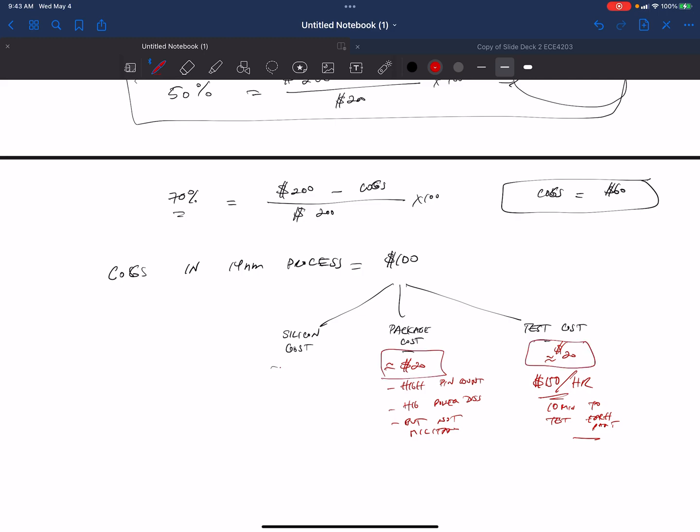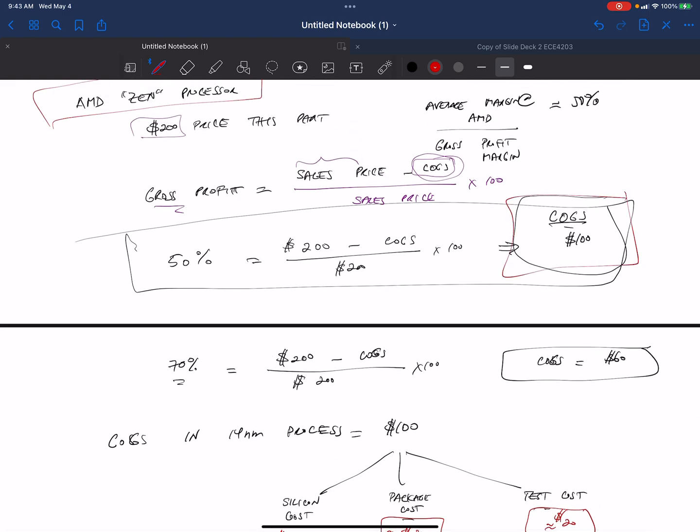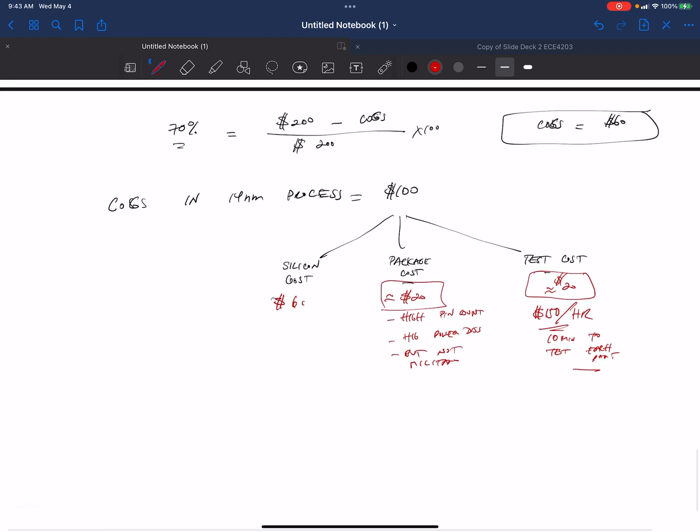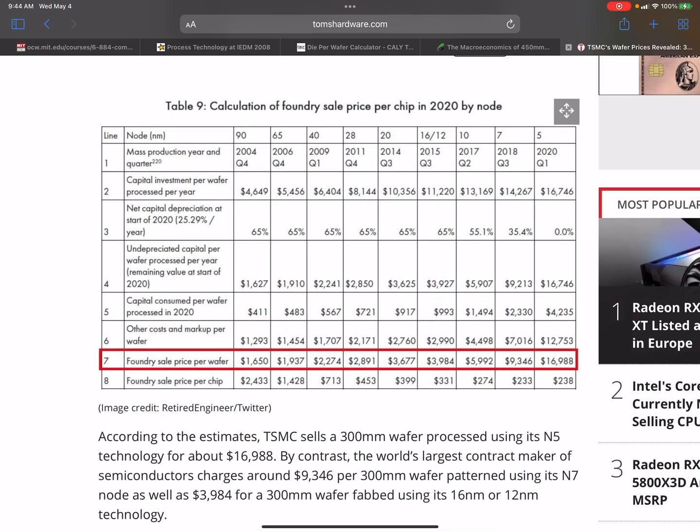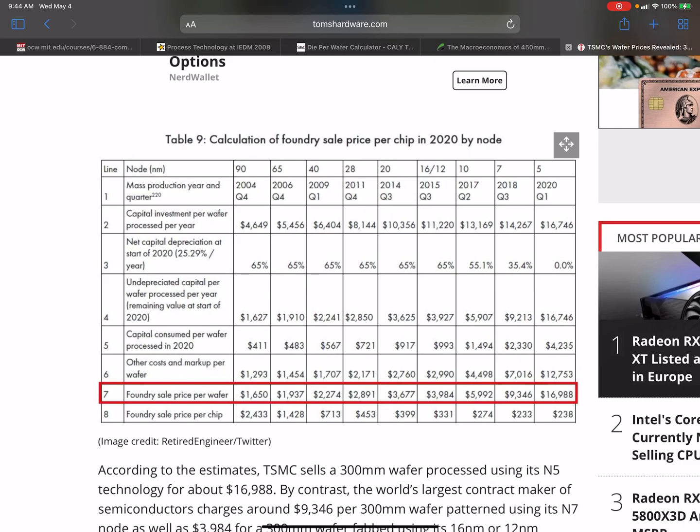The total cost of goods sold ends up being $100. So it ended up being $60 for the estimate of the silicon cost. Okay. So now what do we do to that? Well, first let's see what the wafer price is we're expecting. I sent this out to you guys a while back, but it gives you some idea of pricing. These are estimates of pricing at different wafer nodes.